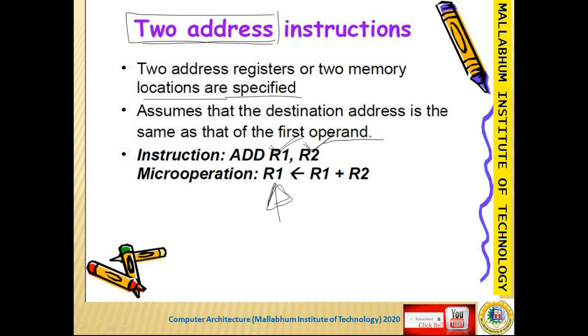What is the content of that register? Suppose the content of this register is 2 and the content of this register is 3. After performing the addition, R1 actually contains 5. Okay, so the R1 value is modified. That is the 2 address instruction.